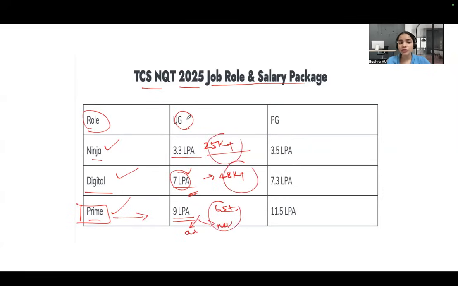So this is for the UG. UG is undergraduates, people with a bachelor's degree, okay? If you have a bachelor's degree, these are the roles that you can crack, and these are their respective packages.